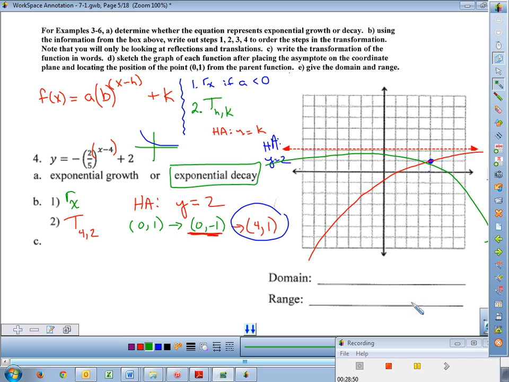Right? What should it look like? Well, that's why we made this sketch. Can you see what that should look like if you reflect it over the x-axis? Shouldn't it look like that? Right? So which one's correct over here? The red one.